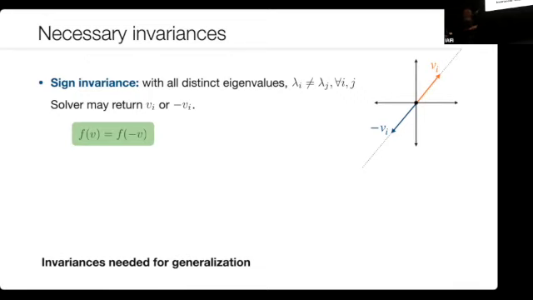And again, this is needed for generalization, because if my neural network gives different outputs for v and minus v, then I can input the same graph and get different outputs. That's not very robust.